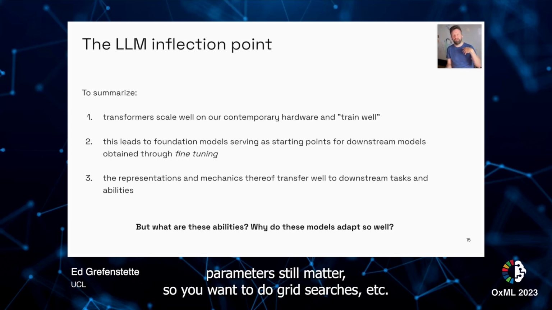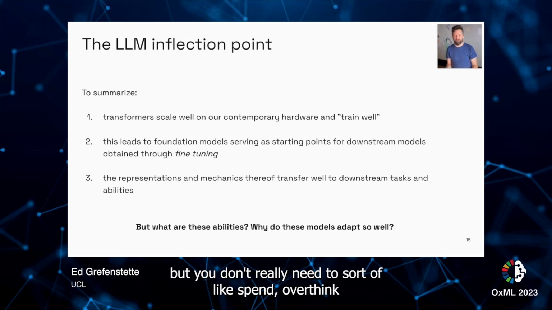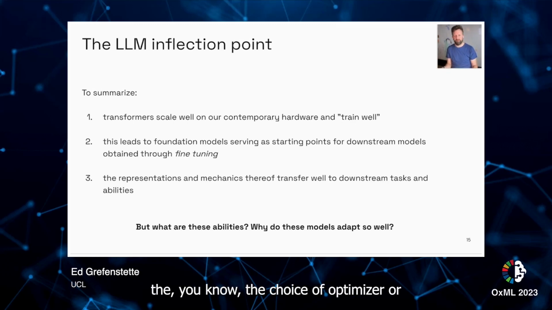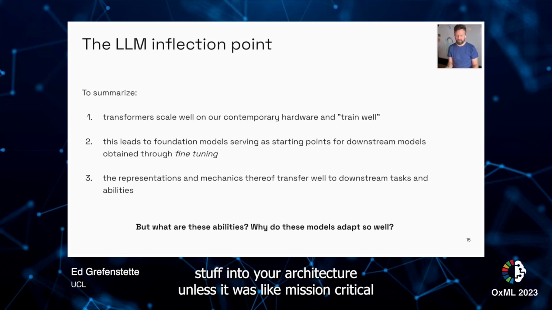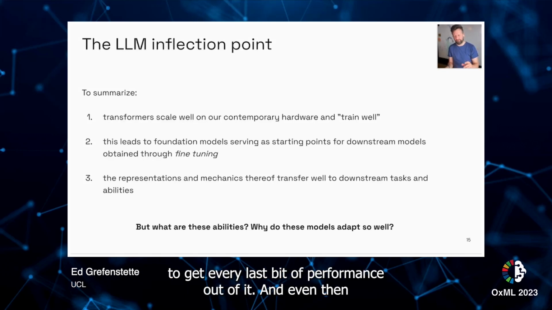Obviously, hyperparameters still matter, so you want to do grid searches, etc. But you don't really need to overthink the choice of optimizer or start building a lot of domain-specific stuff into your architecture, unless it was mission critical to get every last bit of performance out of it, and even then.